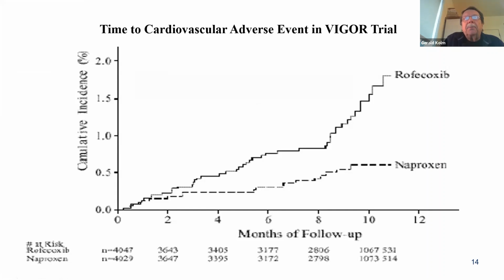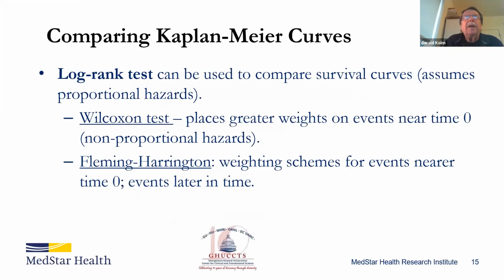You'll see this typically presented in the literature. So as I mentioned, when we statistically compare survival curves or survival functions, the log rank test is the one most often used, but it does assume proportional hazards. There are a couple of other tests that you can use if the hazards are non-proportional.